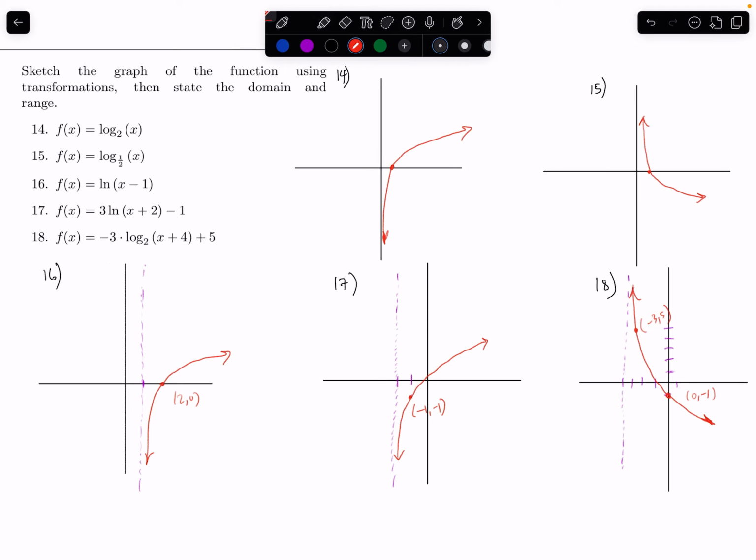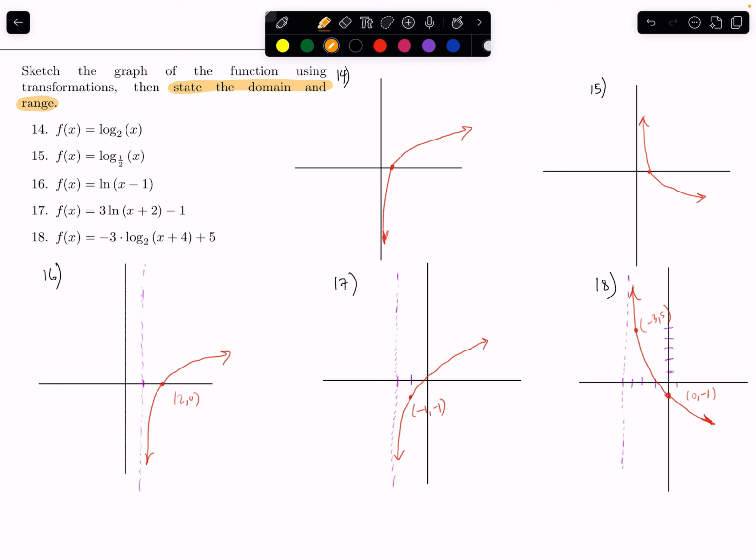Hi guys, sorry, I forgot to answer part of the question for number 14 through 18. Sorry, I'm going back. If I was taking a test, I would have gotten points deducted here. It says state the domain and range, and I forgot to do that part. So let's just go back.